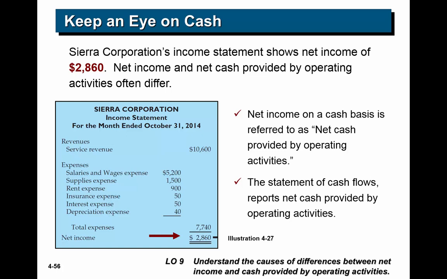A couple things you should be aware of. Net income does not always equal cash. Remember, we had a net income of $2,860, but that doesn't mean we had that much in cash. We could have had more or we could have had less, because in some of the transactions we just talked about, we received cash ahead of time, in certain circumstances before we earned it, so it wouldn't show up as revenue, but it would show up as cash. And conversely, there might be times when we spent cash but had not yet incurred the expense.